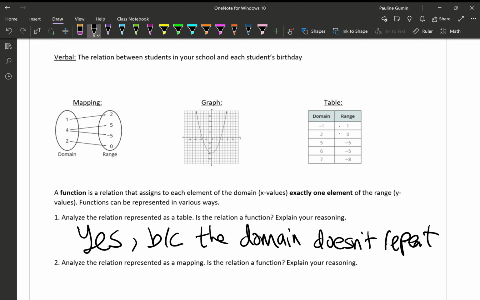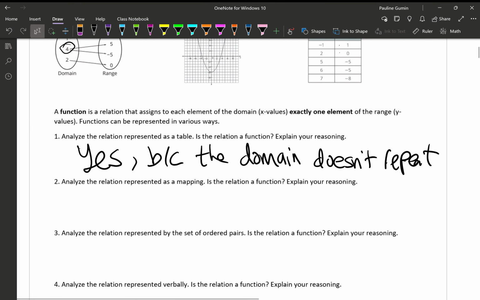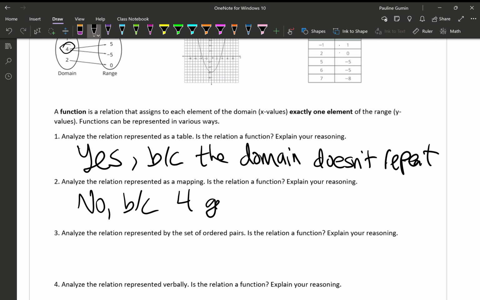Number 2, what about the map? Ooh, the map is not a function. Check it out. The domain of 4 is cheating. It's going to 5 and negative 5. So no, because 4 goes to 2 ranges, and that is not allowed.